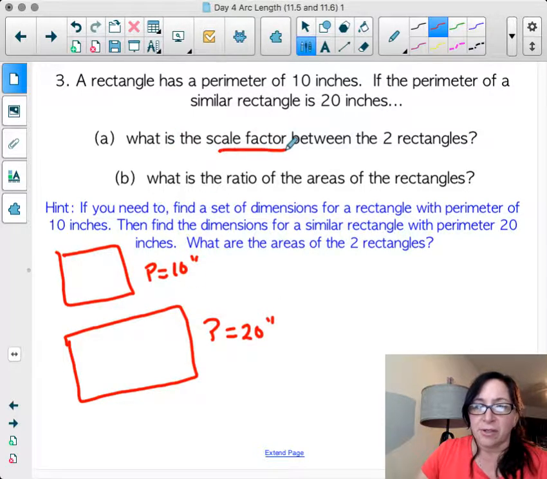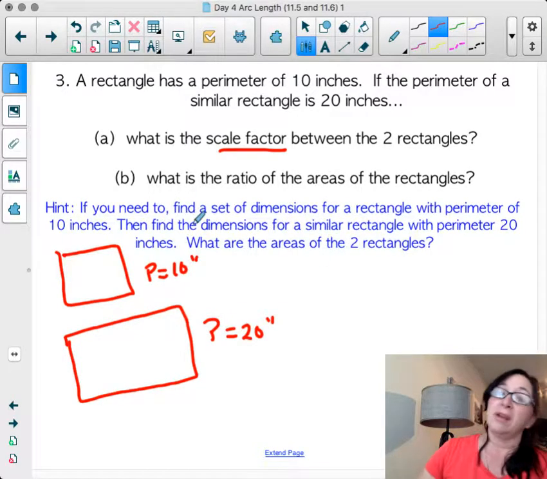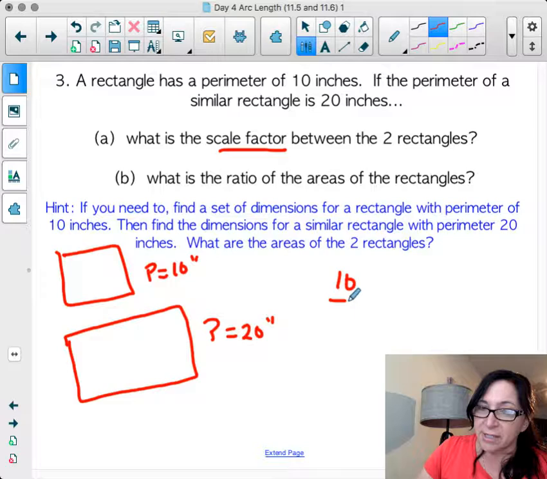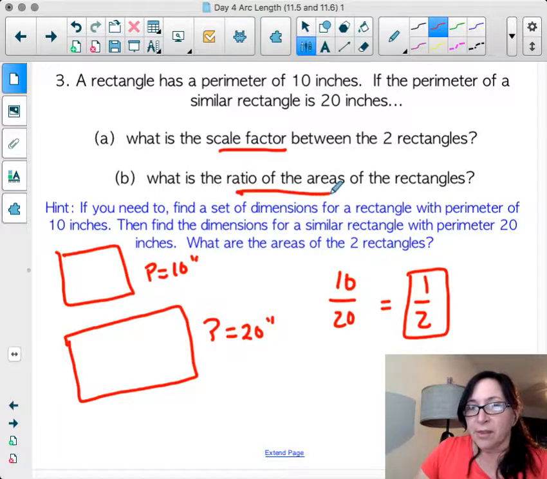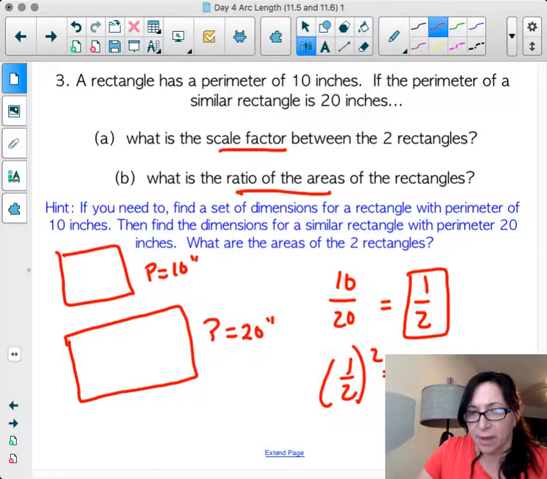Okay, and what is the scale factor? Well, scale factor is comparing the two sides, which is the same as comparing the perimeters. So we have 10 to 20, which is just 1 to 2. So my ratio of my perimeters is 1/2, and so is my scale factor. In order to find the ratio of my areas, all I have to do is take 1/2 and square that. And so that's just 1/2 times 1/2, which is 1/4. And that's going to be the ratio of the areas.